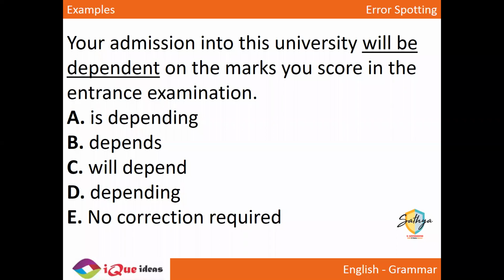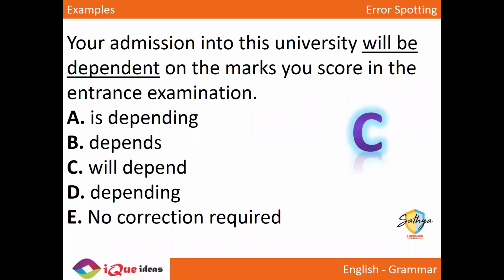So we use the simple present form when it is a phenomenon which is occurring every day. The sun rises in the east, right? But when it is a singular event, an event which is not going to occur every day or regularly, but a single time, then we try to avoid the simple present. So your admission into this university will depend, because the admission is going to take place only once. So the admission into the university will depend on the marks you score in the entrance examination.